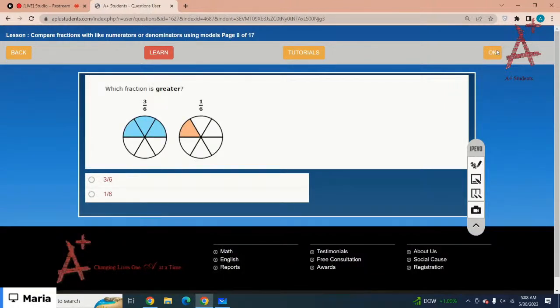Which fraction is greater, 3 over 6 or 1 over 6? So which is greater, 3 by 6 or 1 by 6? Obviously 3 by 6 is greater. Got it? The one that is more colored is the greater one.